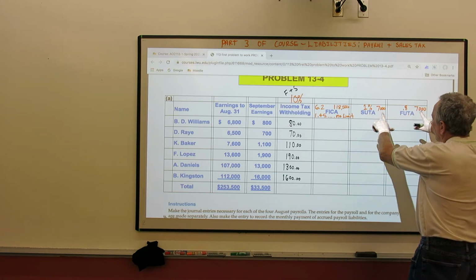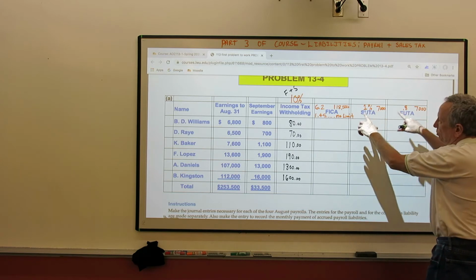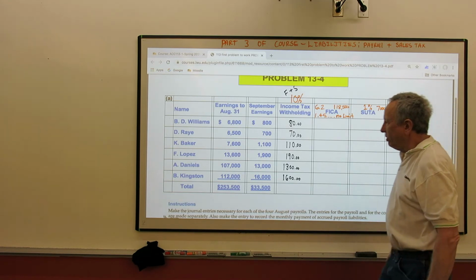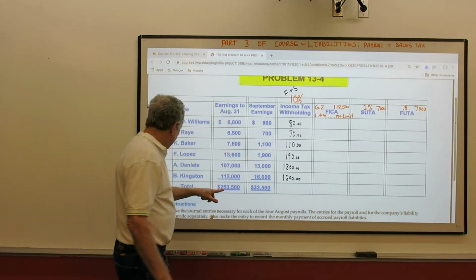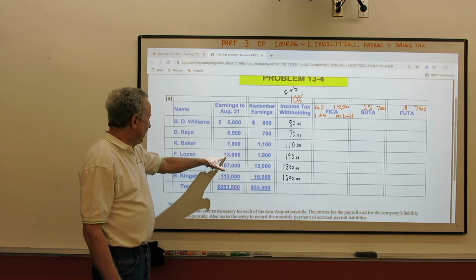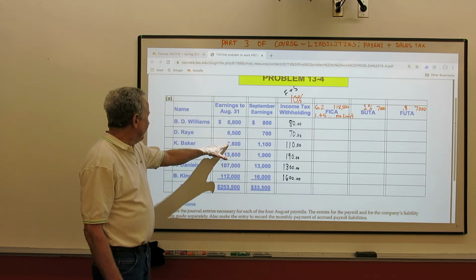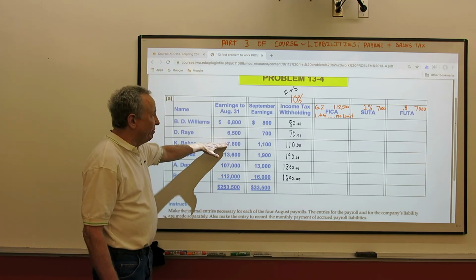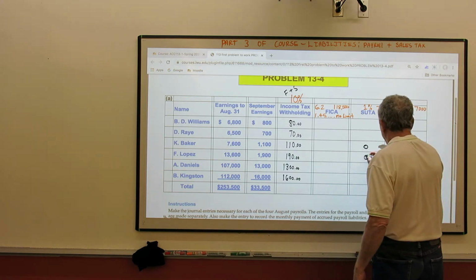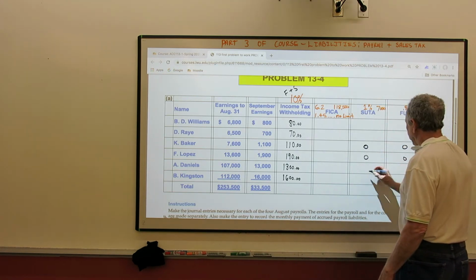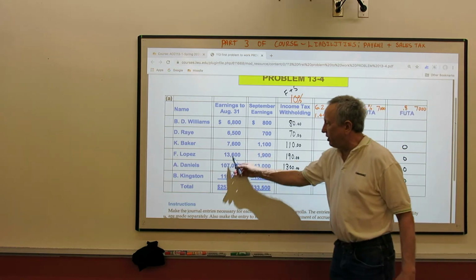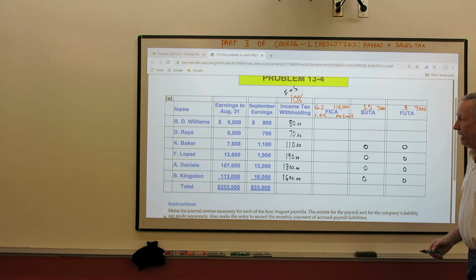Now remember, only people that have made between $0 and $7,000 pay these. Has anybody made more than that? Well, a lot of them have. Look at Kingston, he or she, Daniels, he or she, Lopez is above that, Baker's above that. All four of these people are above the 7,000. So we can just go over here and say 0, 0, 0, 0, 0, 0, 0, 0. Because they're above the $7,000 threshold. They don't have to pay any.